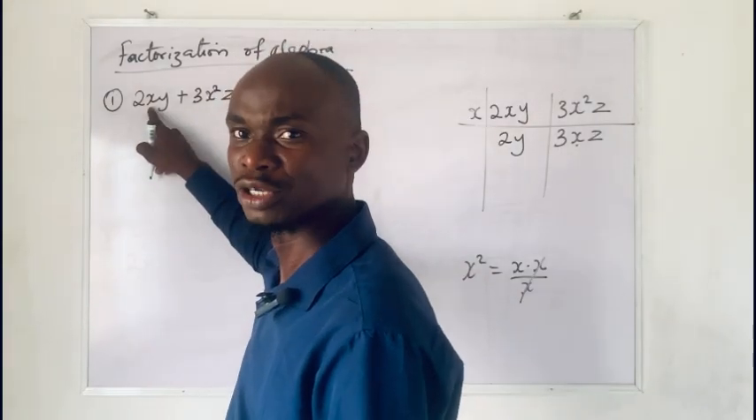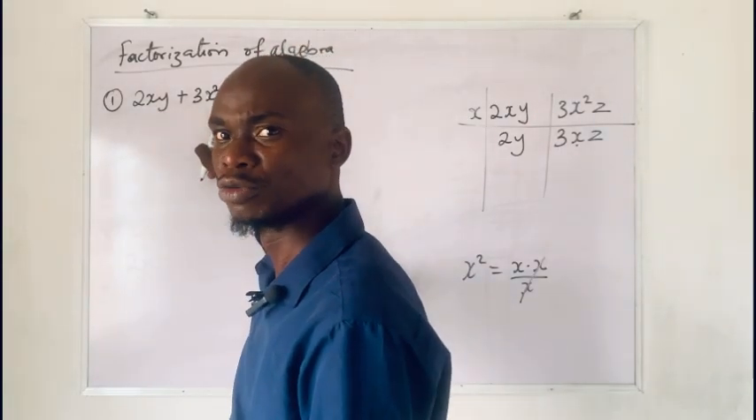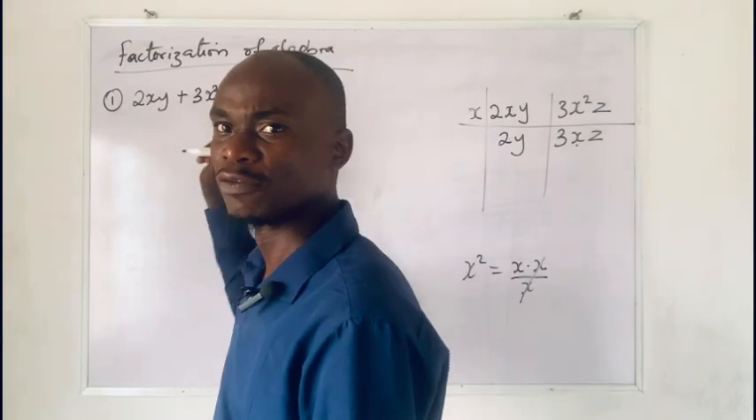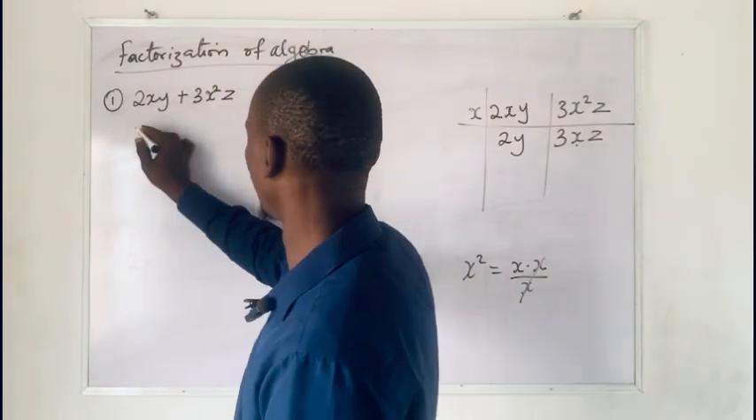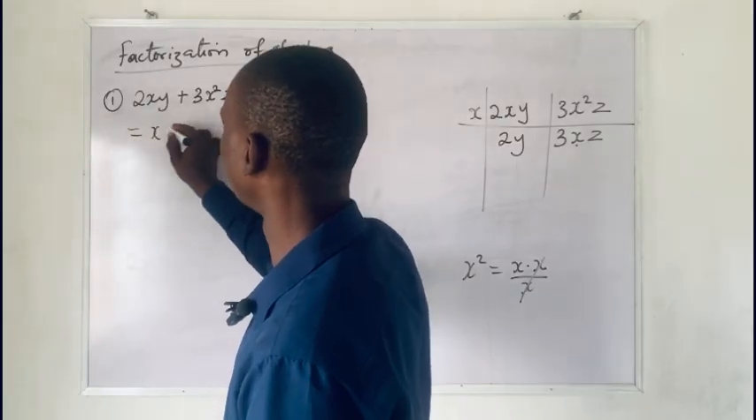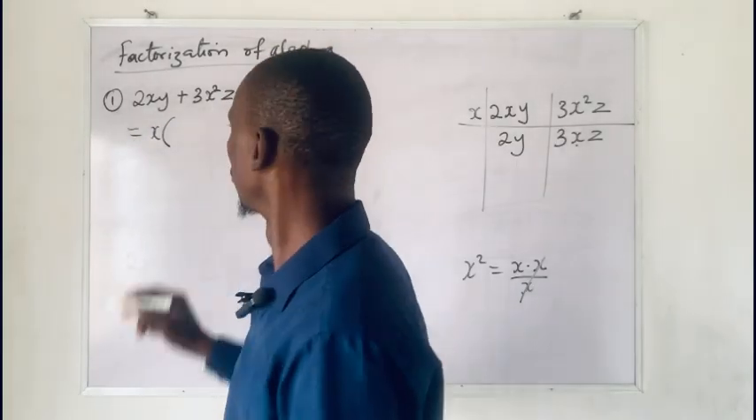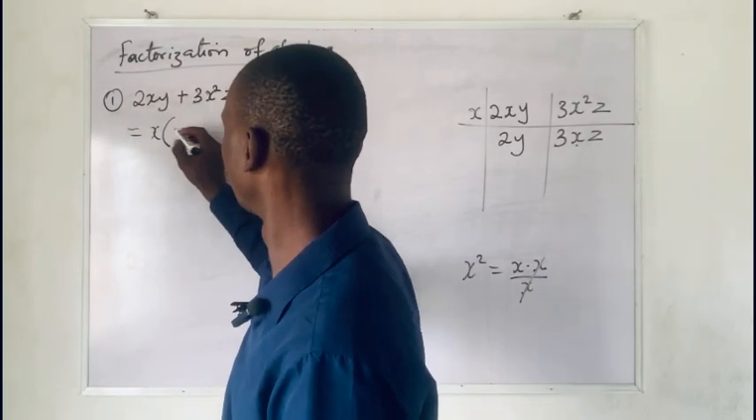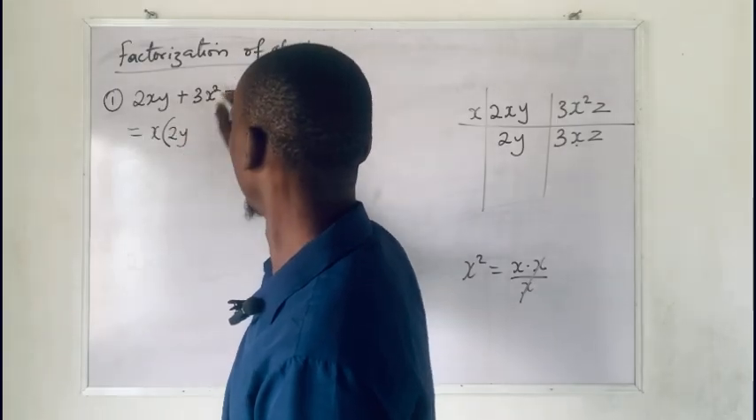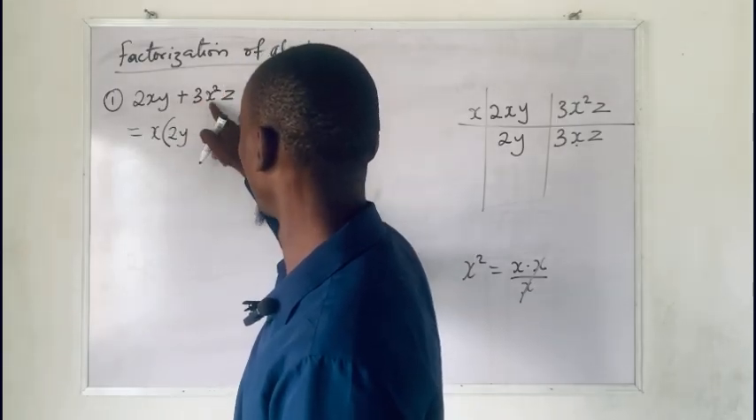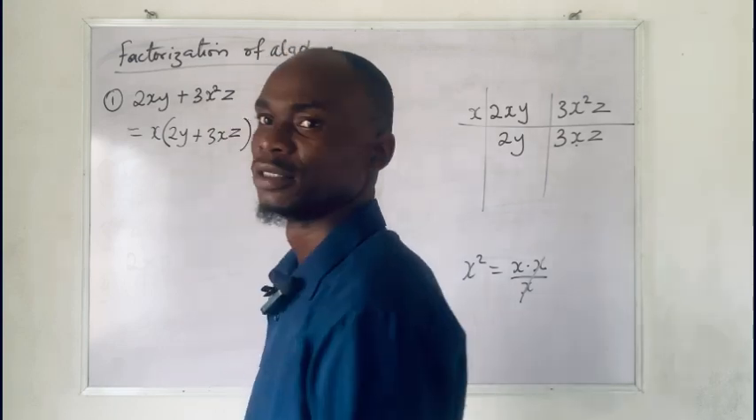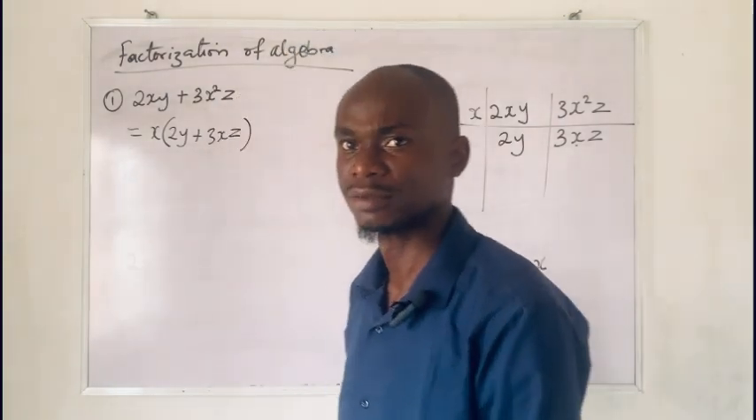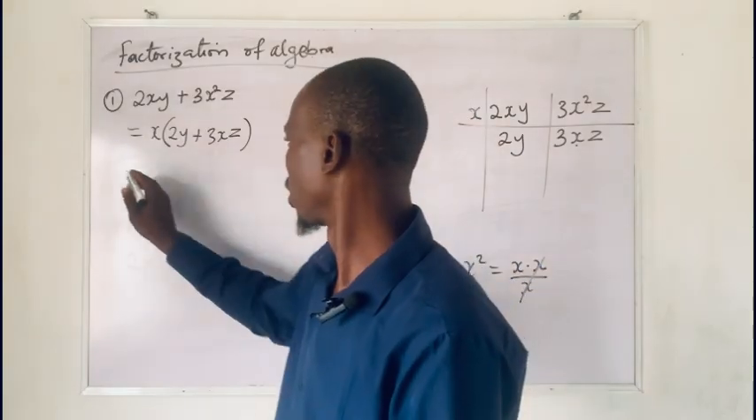The lowest occurring is 1 on this side, 2 on this side. So since 1 is on this side, I have to bring out 1 as my highest common factor. So this will become x into, you cancel 1x from here, remaining 2y. You cancel 1x from here, remaining 1, so this will be plus 3xz. So this is how we factorize. Okay? Let's take another example.